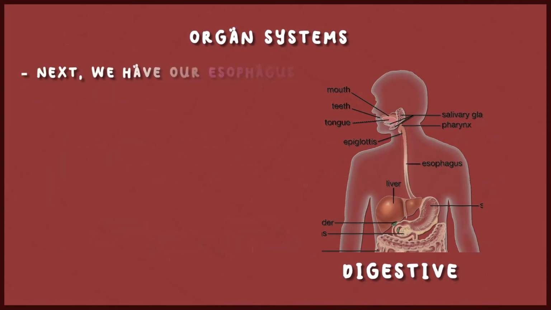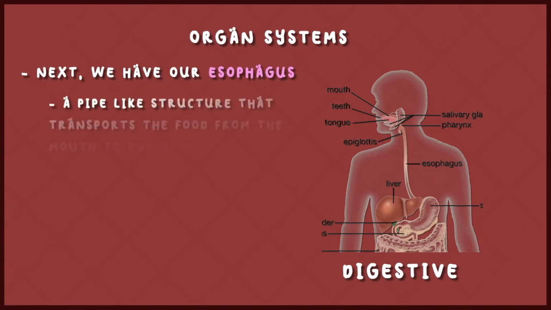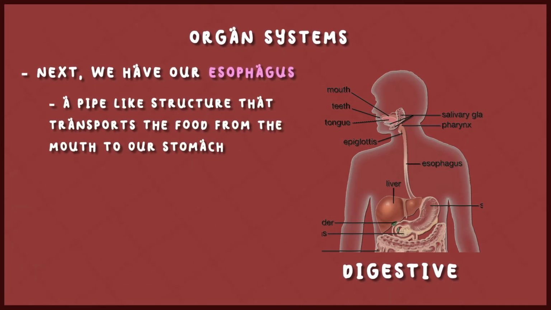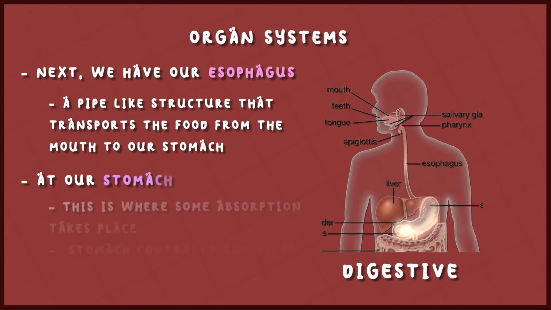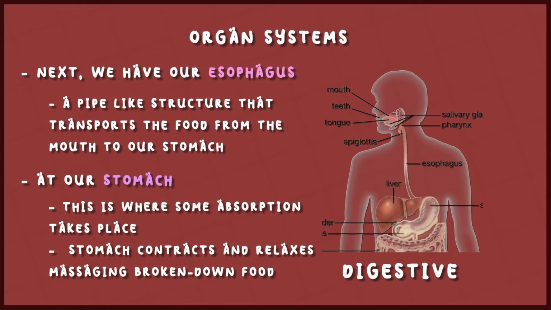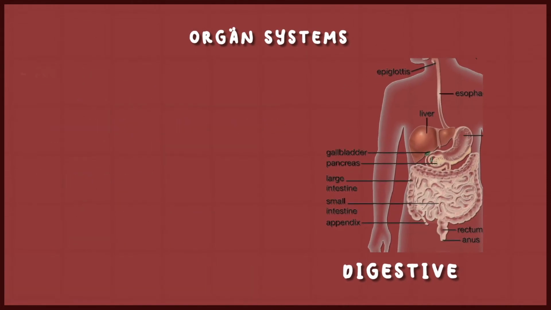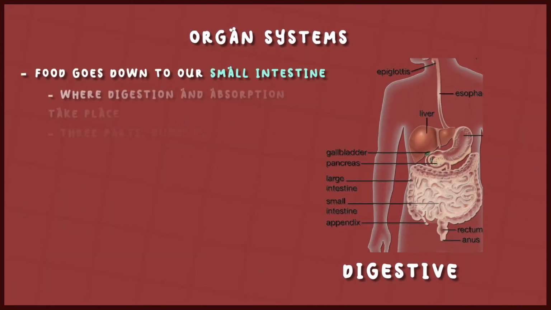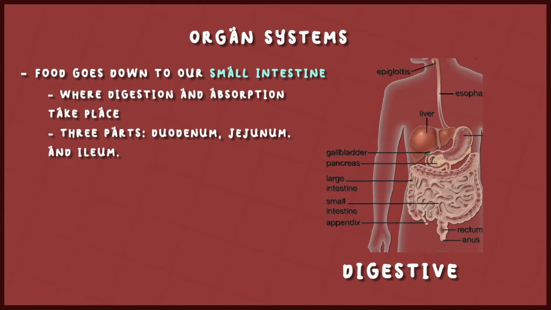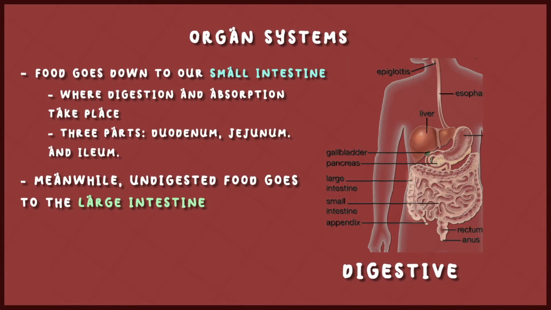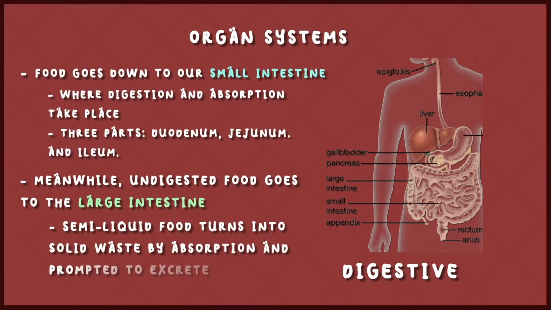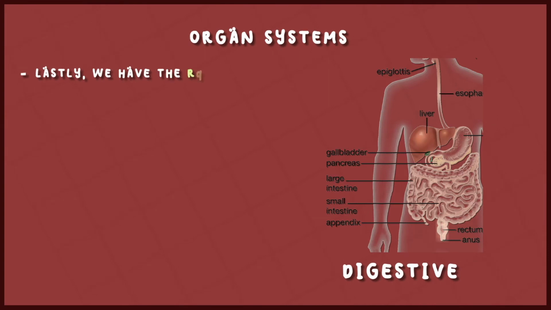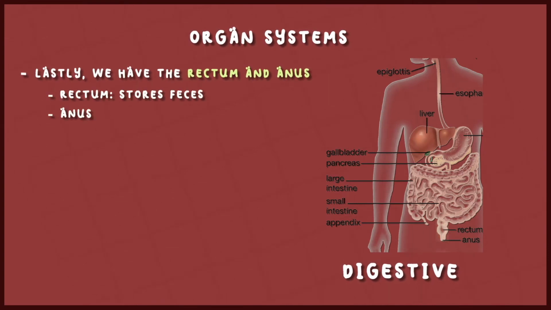Next, we have our esophagus, which is a pipe that transports food from the mouth to our stomach. At our stomach, some absorption takes place, and the stomach contracts and relaxes, massaging the broken down food. After, the food goes down to our small intestine, where digestion and absorption take place and which has 3 parts. Meanwhile, any undigested food goes down to the large intestine, where the semi-liquid food turns into solid waste and is prompted to excrete. Lastly, we have the rectum and anus, where the feces are stored and then pushed out of the body.